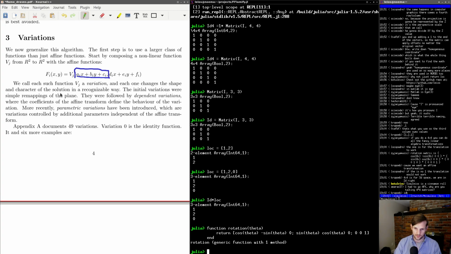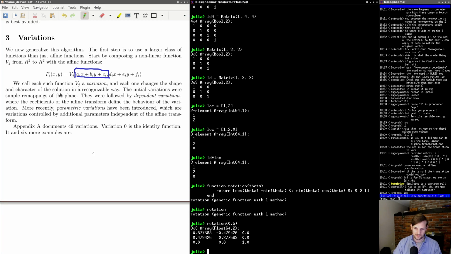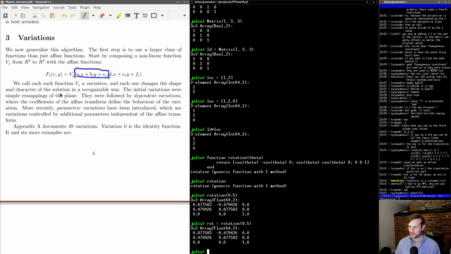And okay, so now if I just do rotation of 0.5, I guess. Okay, there. That's a fine rotation matrix. So we're going to say rot is going to be equal to rotation. And now let's see. Because we don't find transformation. If there's no one, the translation would not work. Yes, that's correct. Yeah, that is definitely correct. Okay.